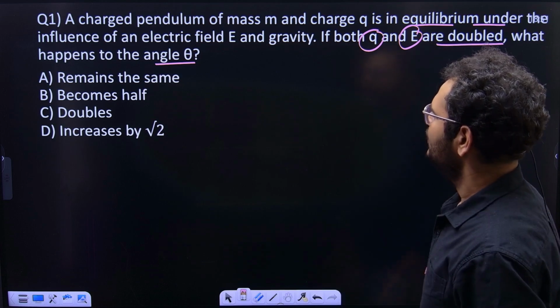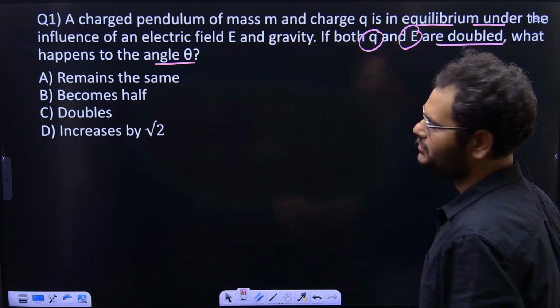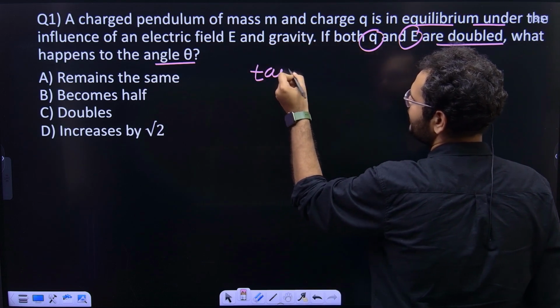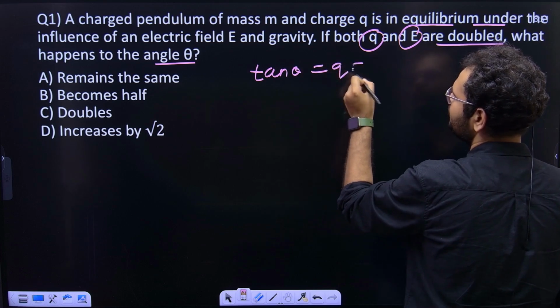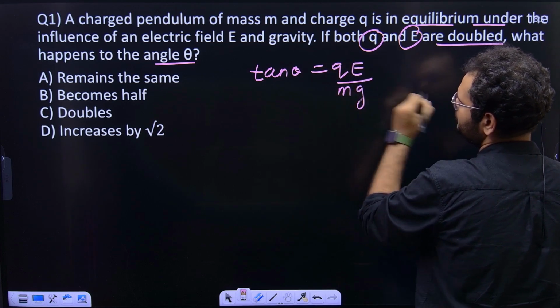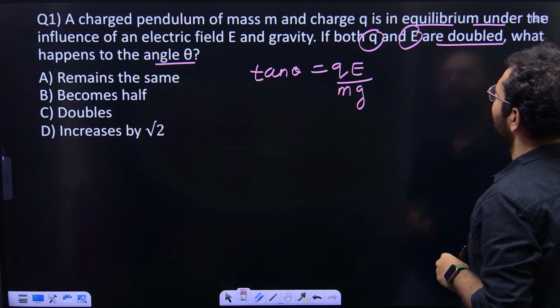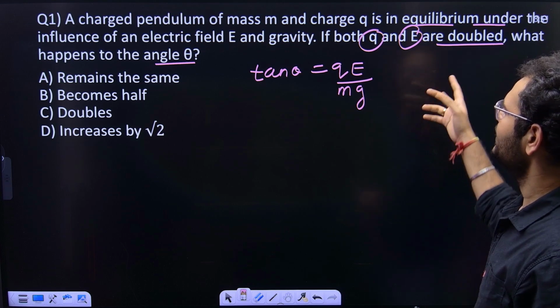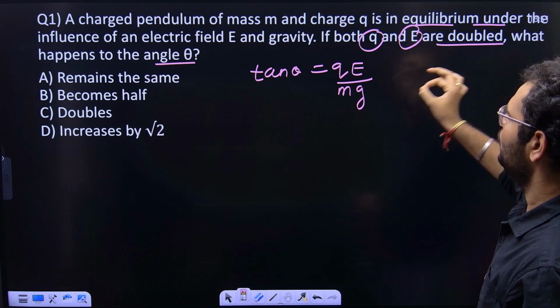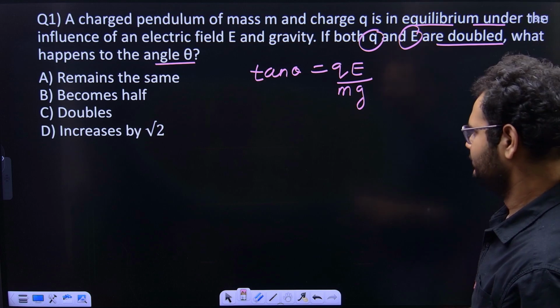Okay, a charged pendulum is there of mass m and charge q. Single charge is there, so can I write tan theta is equal to QE upon mg? Beautiful. What are they saying now? They are saying that q and E are doubled. Both q and E are doubled. What happens to the angle?